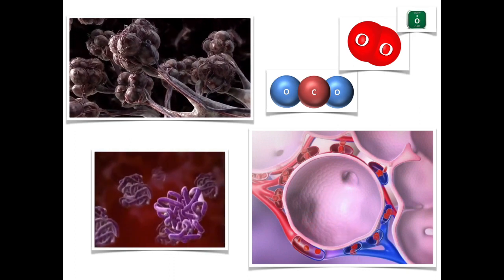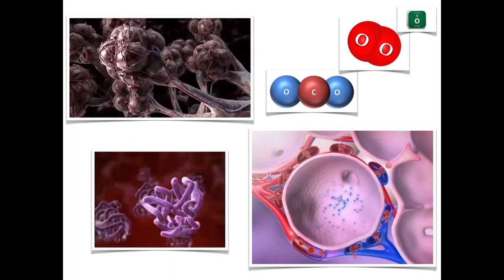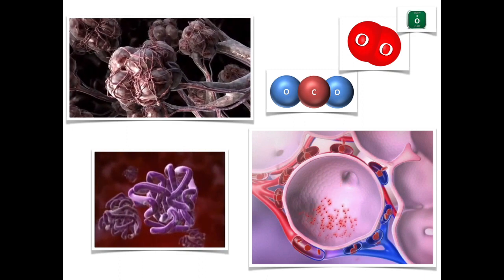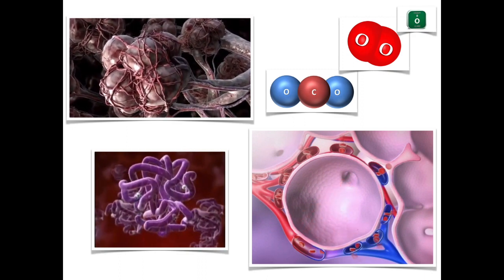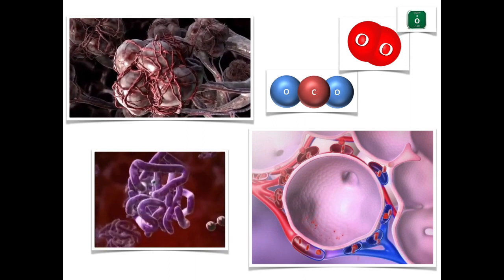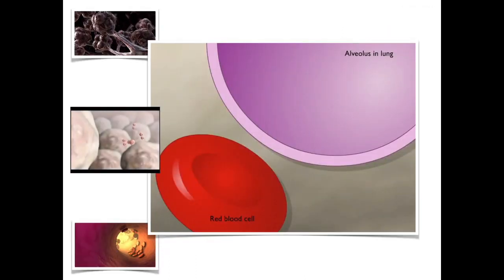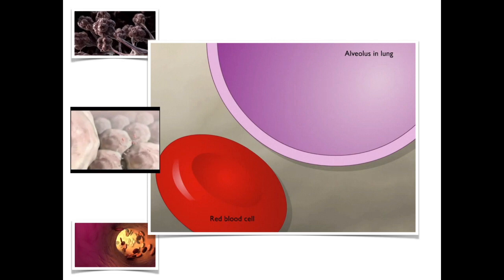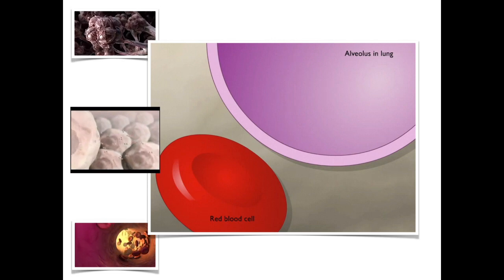The whole process of respiration can be summarized in one sentence. The body needs more oxygen, and the body needs to get rid of carbon dioxide. Respiration serves as a means for the body to exchange gases with the atmosphere via the blood.